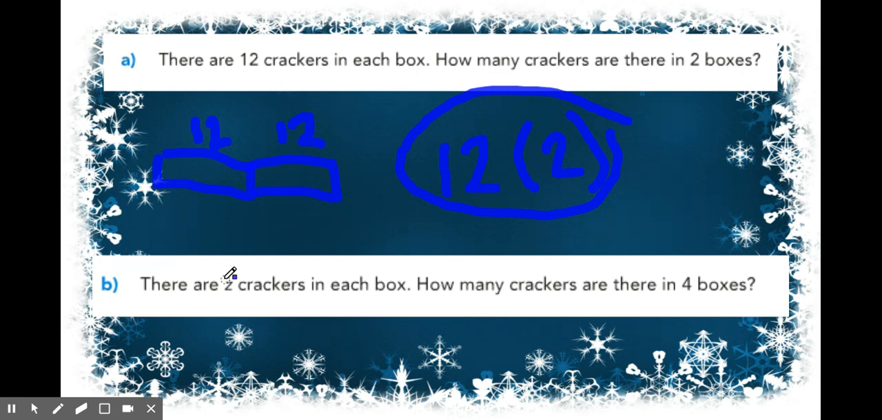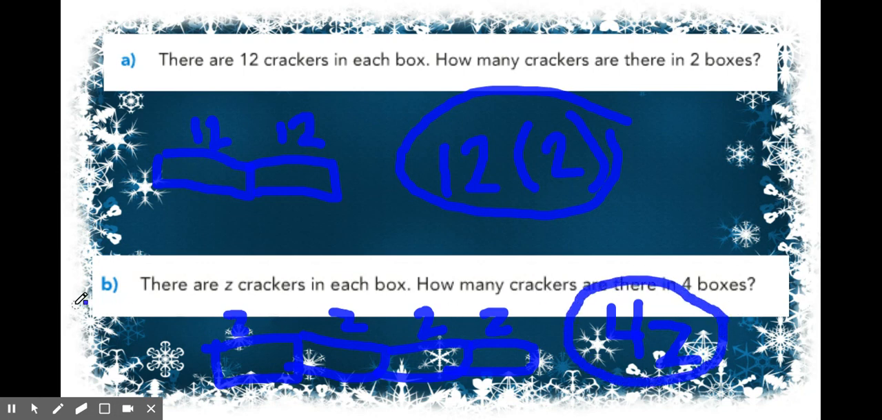Let's look at part B. There are Z crackers in each box. How many crackers are there in 4 boxes? Well, here's 1 box, 2 boxes, 3 boxes, and 4 boxes. Each box has Z crackers. They're Z's, not 2's. So instead of doing Z plus Z plus Z plus Z, I know that repeated addition is the same thing as multiplication. So I can just write 4Z. This expression represents what was happening in this situation.